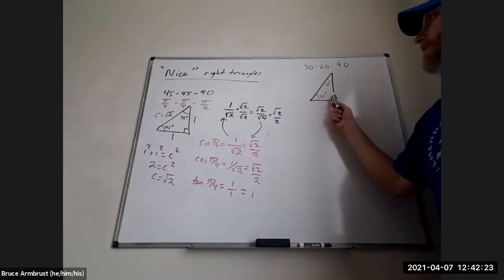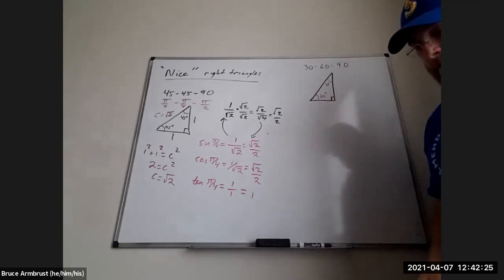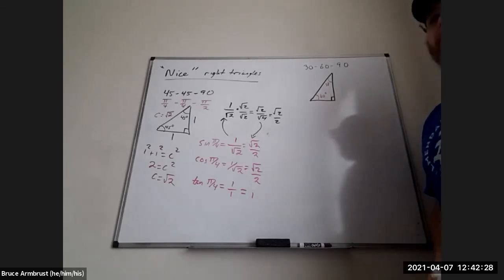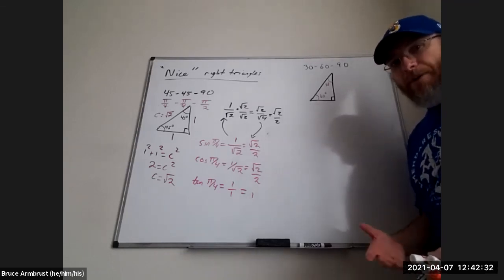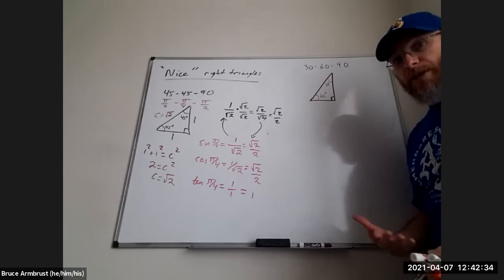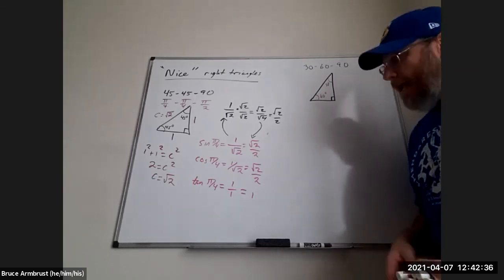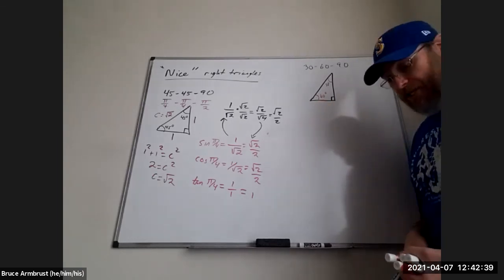So there's our 30, 60, and 90. Okay, so we want to do the same thing. We want to be able to figure out what the three sides are so we can calculate the trig functions. And this one also comes from a nice shape.